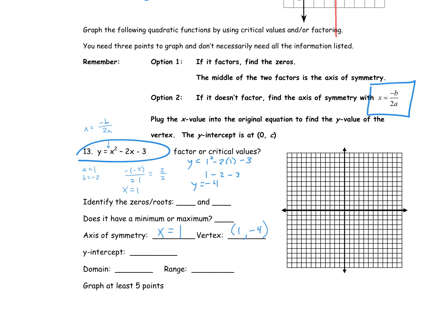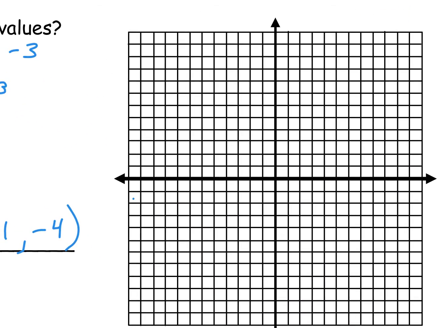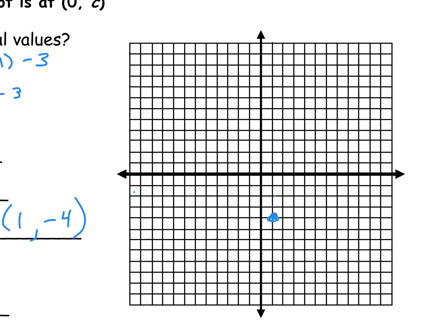So we can go ahead and put those on our graph. We're going to go to the right 1 and down 4. And our axis of symmetry goes right through it.